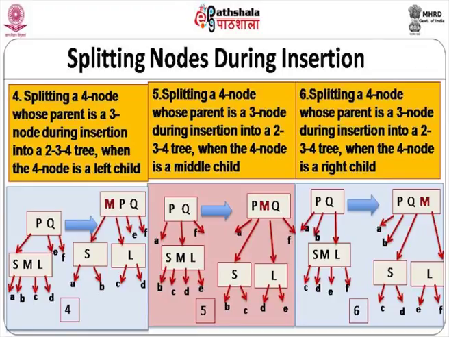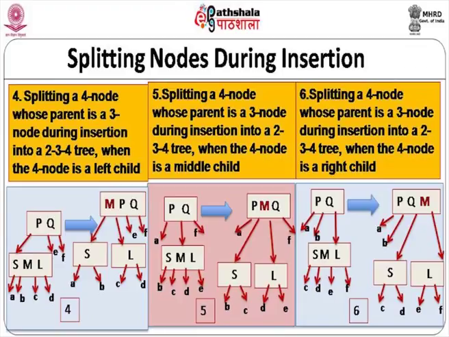Here the difference is that the parent is a 3 node during insertion. The parent now becomes a 4 node with 3 values M, P, Q. Because it is a left child, M becomes the leftmost value. Now, the same case, only here it is a middle child. When splitting a 4 node whose parent is a 3 node with P and Q, the M value that you have to place is going to come in between P and Q, because the 4 node is the middle child of the 3 node. And the obvious next case is it being a right child.